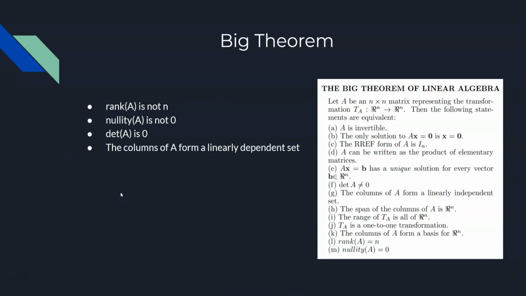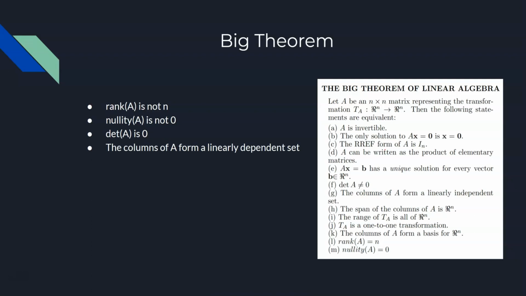So here's the big theorem of linear algebra, and it basically says that if matrix A is invertible, then the rest of these statements must be the case. But my matrix is not invertible, so that means that the opposite of all these statements are the case. The 4 I picked are rank, nullity, determinant, and the columns being linearly dependent. So the rank of my matrix is not n, and I know this because the rank of the matrix is 3. So n would be the number of columns or rows in the matrix.